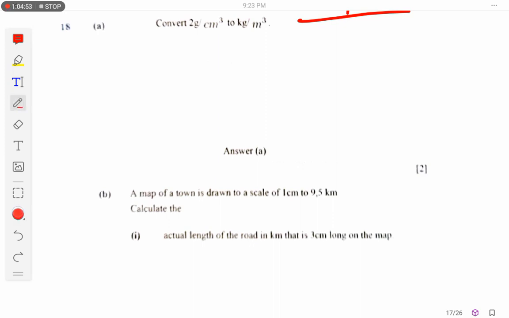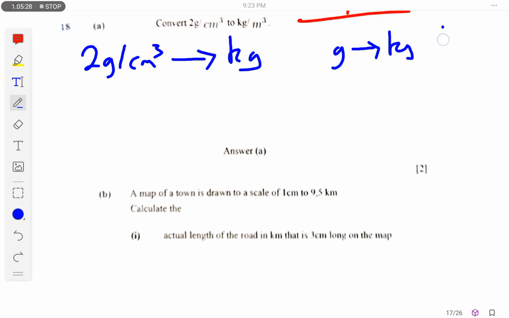They are saying convert 2 gram per cubic centimeter to kg per meter cubed. Okay, fine. So you can do it step by step. I'm going to convert grams to kgs first. When converting from gram to kg, you divide by 1,000, or you multiply by 1,000.